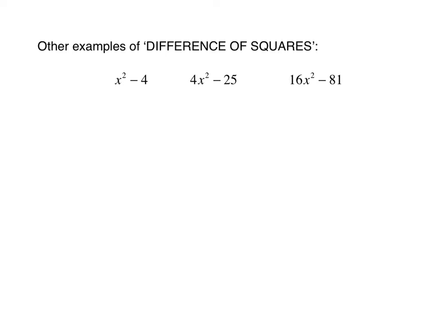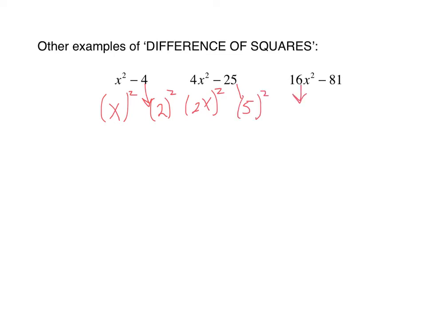Here are a couple other examples of difference of squares. You've got x squared again. For x squared, you've got 4. That comes from 2 squared. You've got, again, a 4x squared. That comes from 2x times 2x. You've got 25. That comes from 5 times 5.